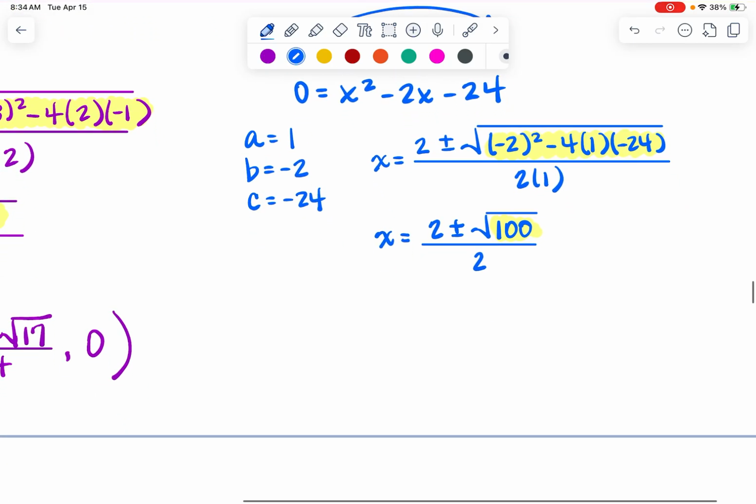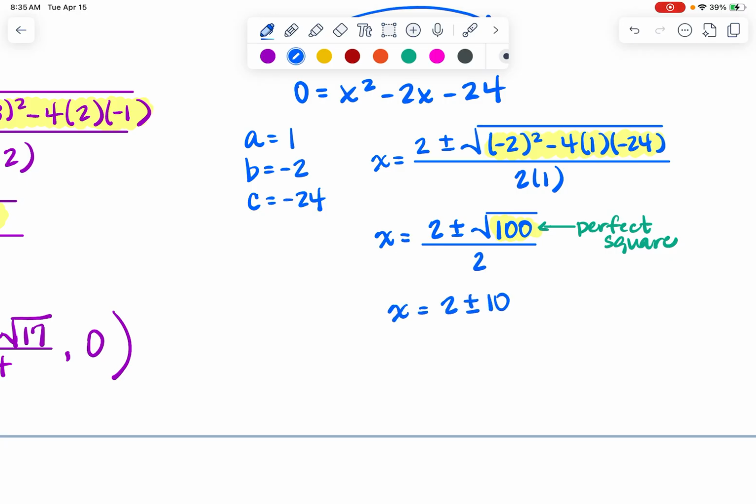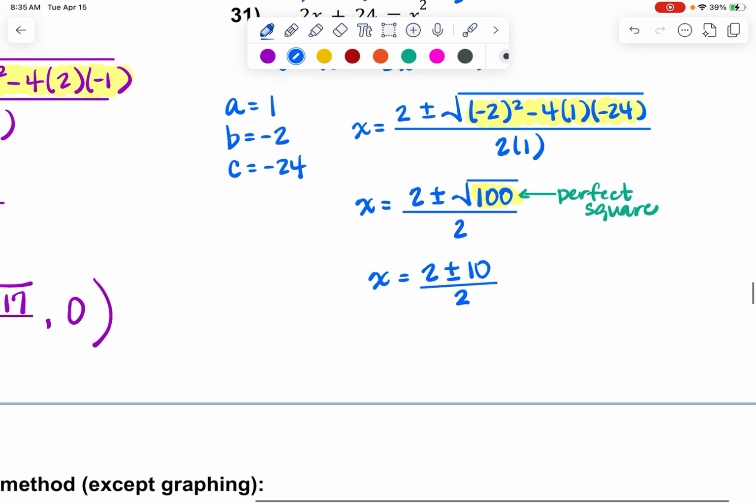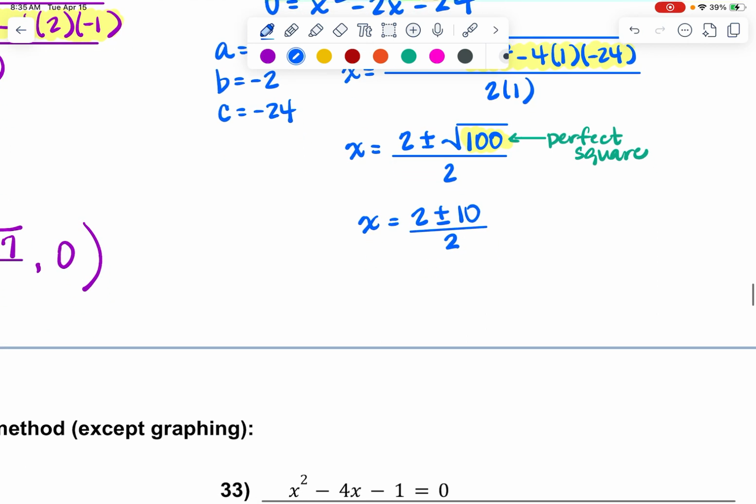All right, which is awesome because 100 is a perfect square, right? So that means that radical can be simplified, right? Since the square root of 100 is 10. So we're going to write this as 2 plus or minus 10 over 2. So these are going to be nice friendly numbers because I don't have a square root anymore since it was a perfect square, right? But you still need to split it up, though, and do the plus and minus to get the 2 different answers.